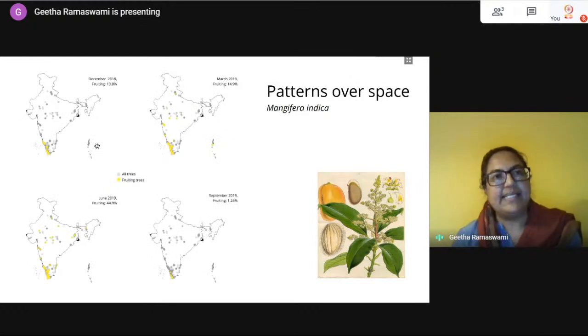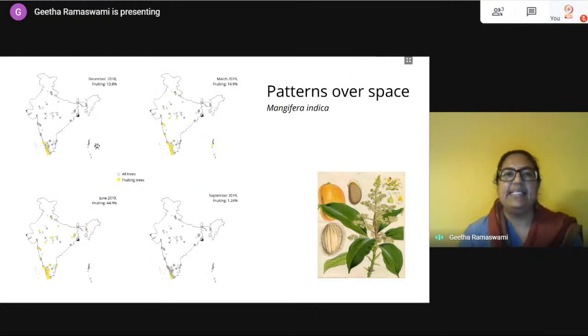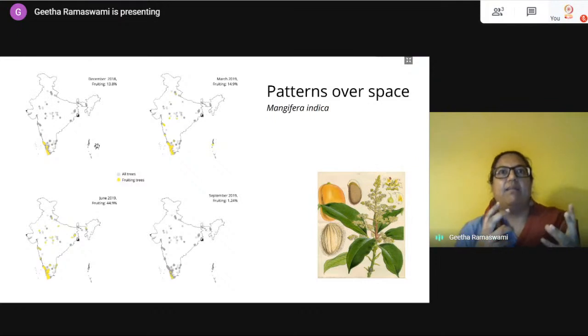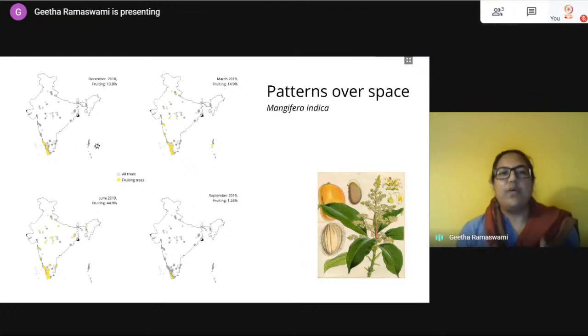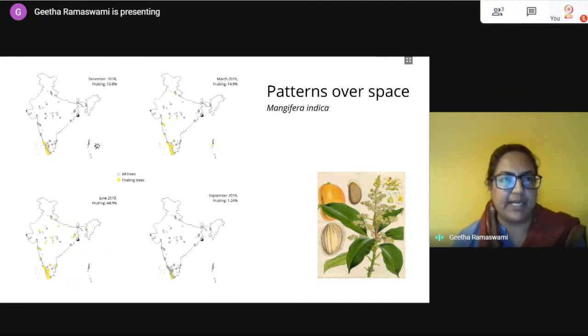So what we did between December 2018 and September 2019 was host a series of BioBlitz events. A BioBlitz event is basically an event where people go out en masse and collect a particular type of information. So our BioBlitz events basically were collecting phenology information for species that you find across India. So on the same 3 or 4 days in December, March, June, and September, people went out, recorded phenology, and fed it back into our database.